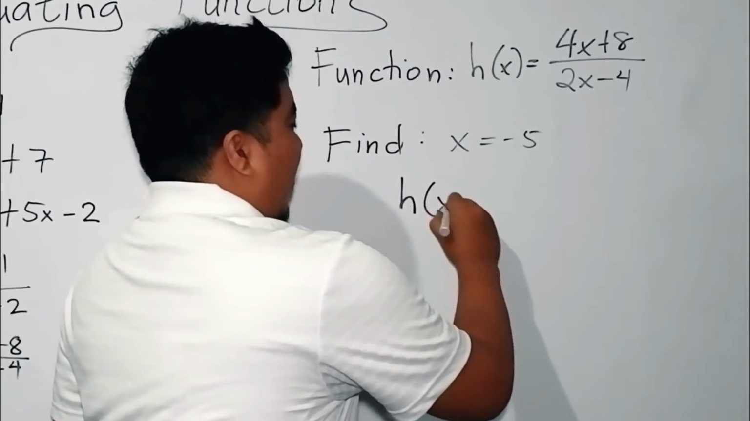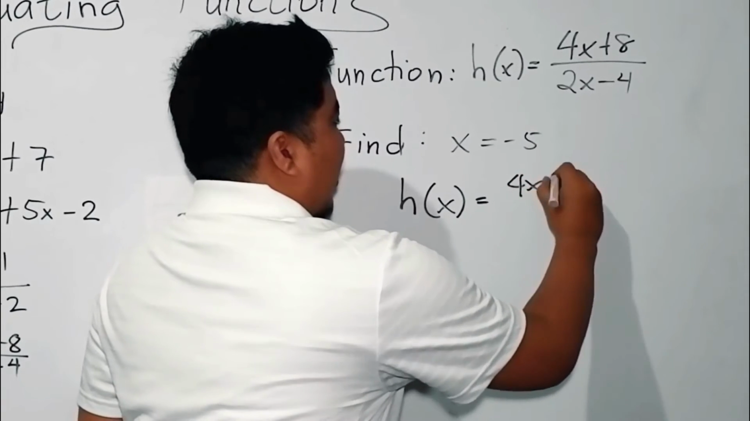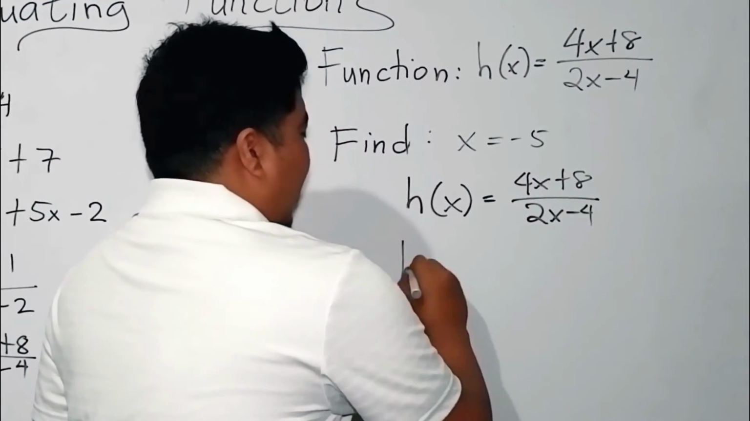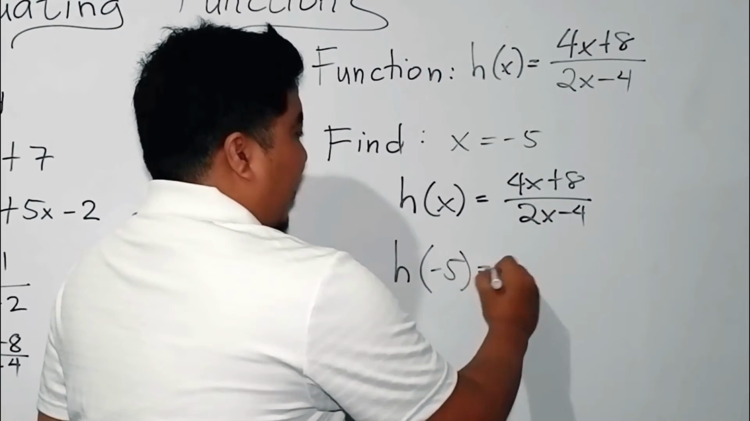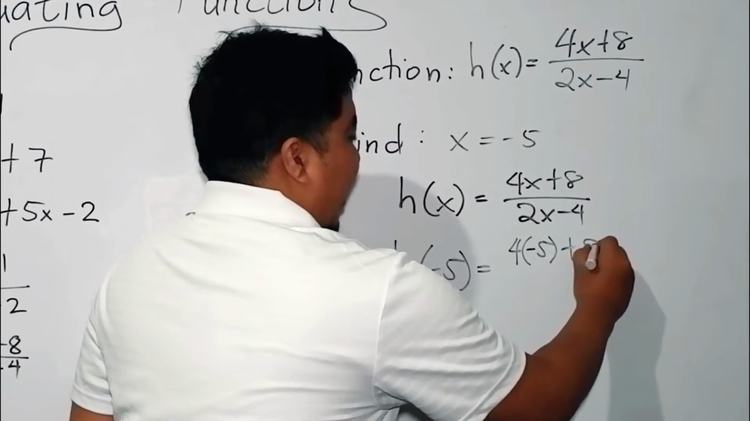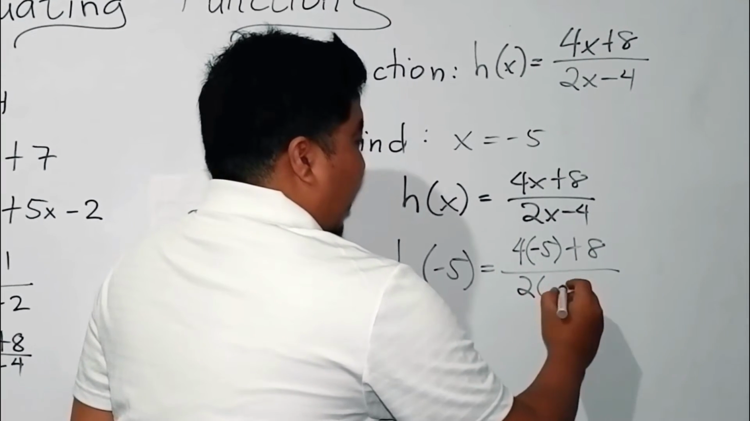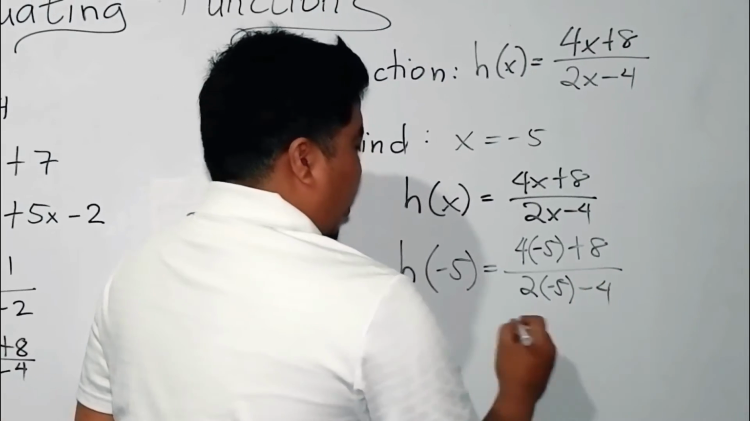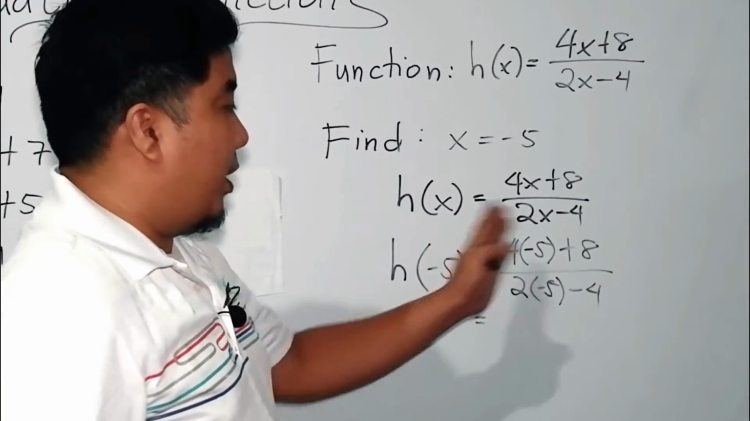First is, we copy 4x plus 8 over 2x minus 4. Then, we substitute our x with 5. So, that gives us 4 times negative 5 plus 8 divided by 2 times negative 5 minus 4. So, what we do here is we simplify.